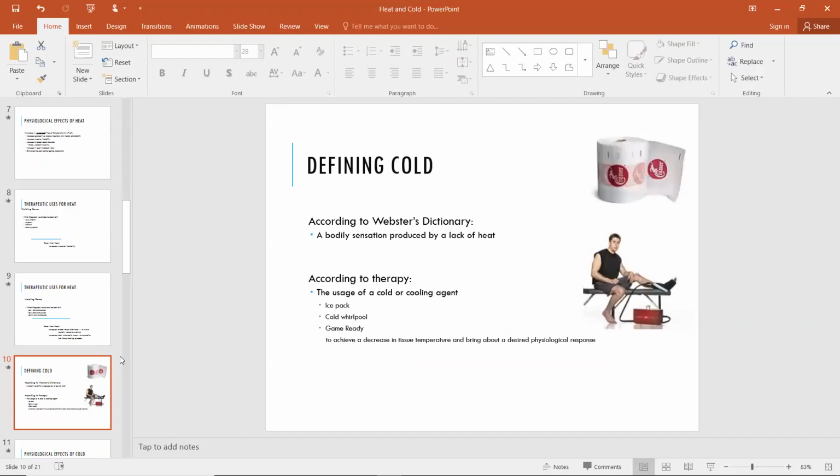Now, let's define cold: bodily sensation produced by the lack of heat. So basically, we just took it away. This might be a cold pack. This might be a cold whirlpool. Game Ready is a great thing that a lot of people love. It's a boot or a component that you put even on a shoulder, waist, or low back, where it gives a little bit of compression as well as that swirling cool water to provide the cooling factor for you. And again, it'll decrease the tissue temperature and bring about the physiological response that you're looking for.